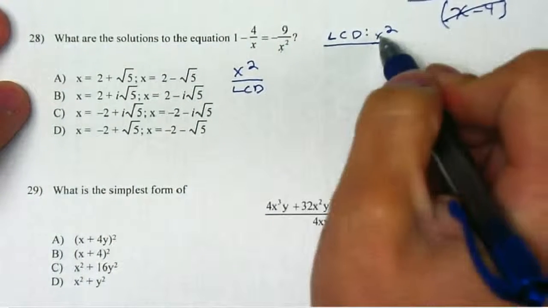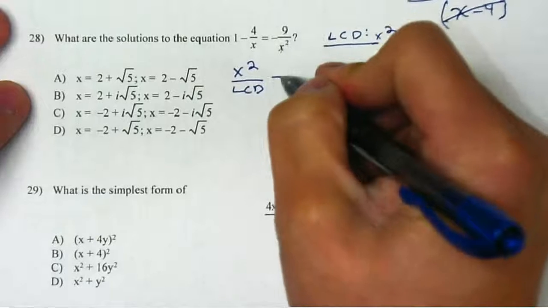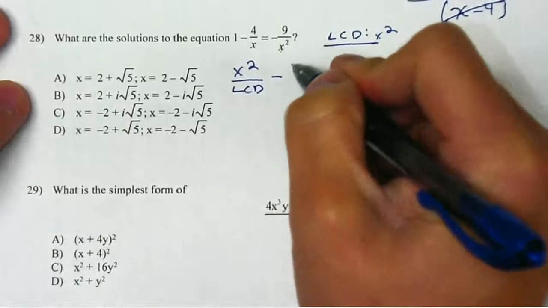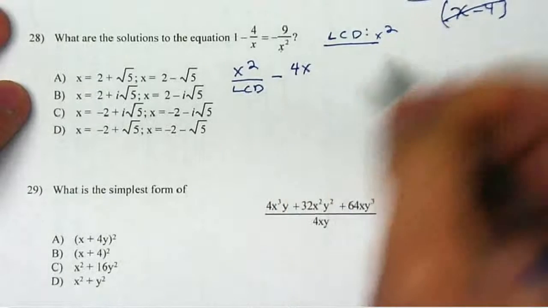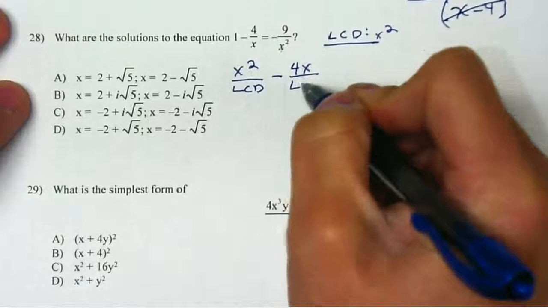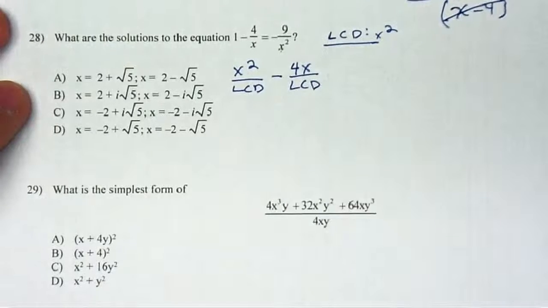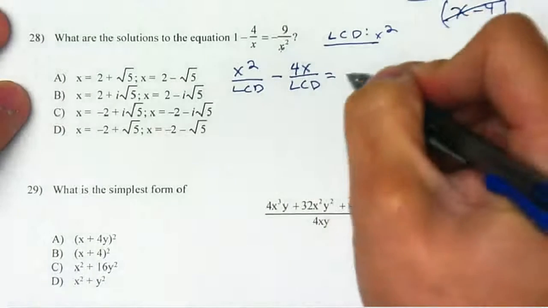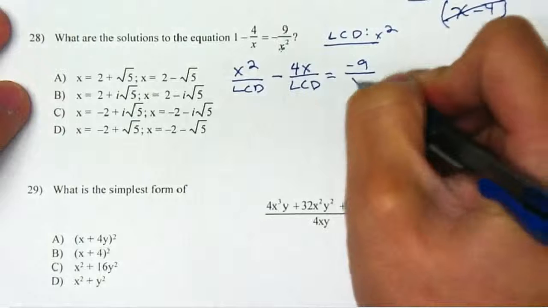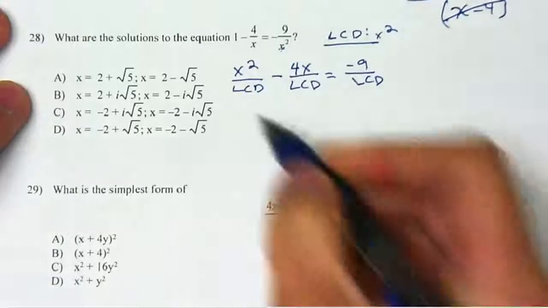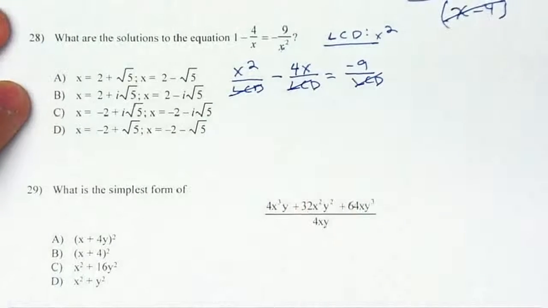This already has one of the x's. It's missing another one. So I'm going to multiply by just one of those x's. On top gives me this. On the bottom it gives me x squared, which is our LCD. And this one already has the x squared, so we can leave it. Minus 9 over LCD. And now if we multiply by LCD on both sides, they all cancel out.